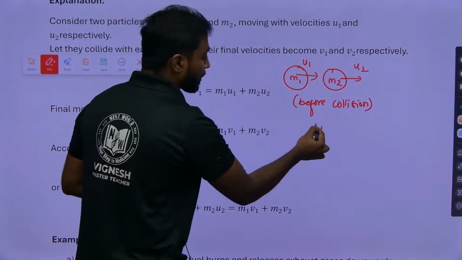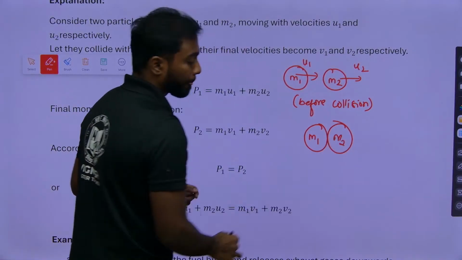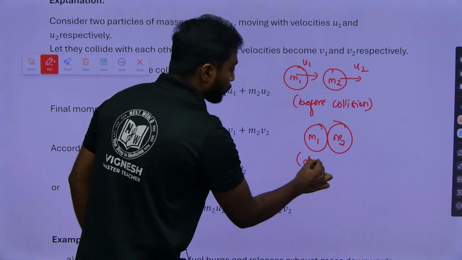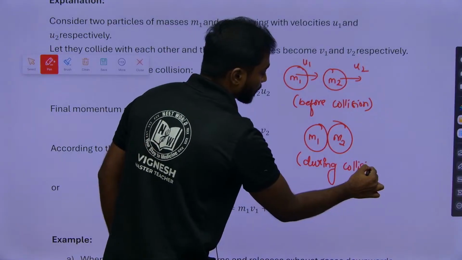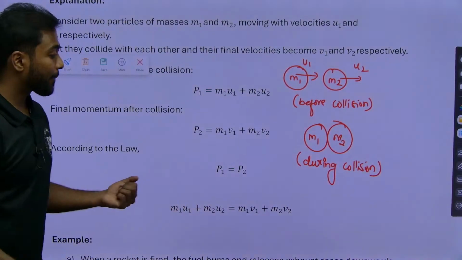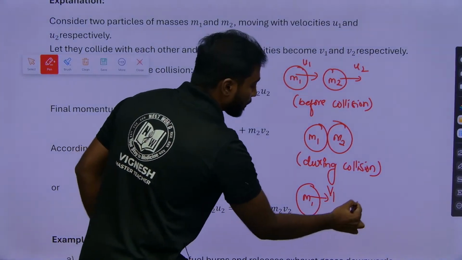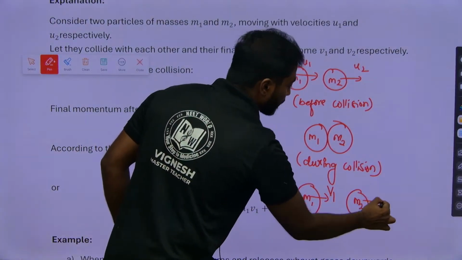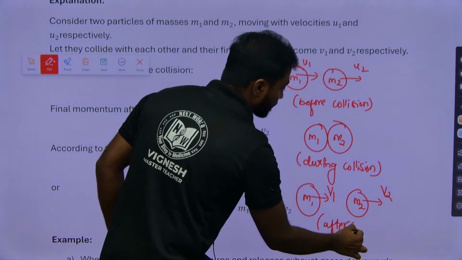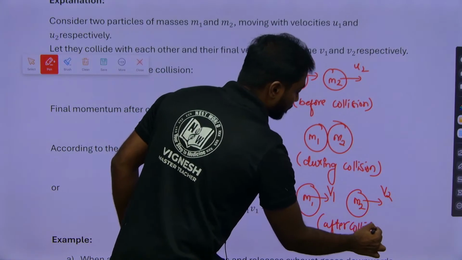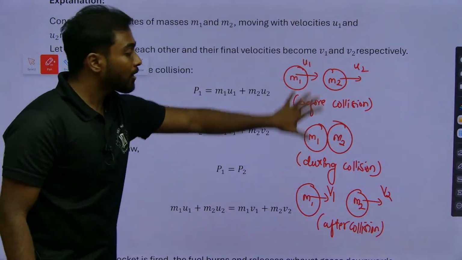During collision, this is m1 and this is m2. After collision, mass 1 will go with velocity v1 and mass 2 will go with velocity v2. This is after collision. So this is about the diagrammatic points.